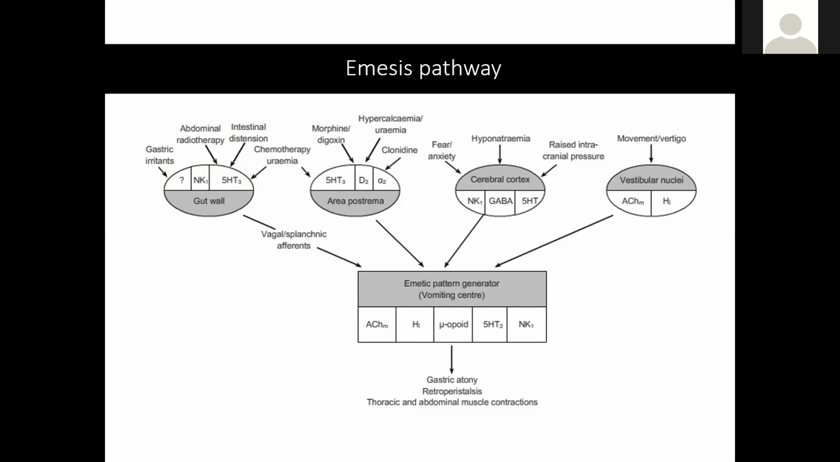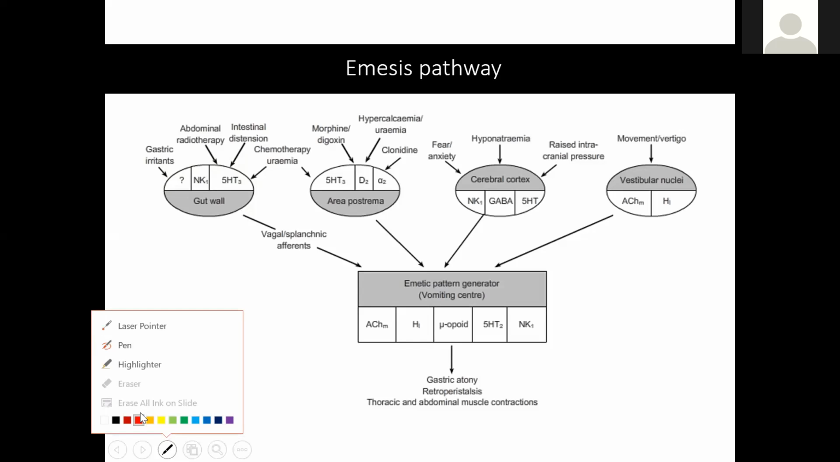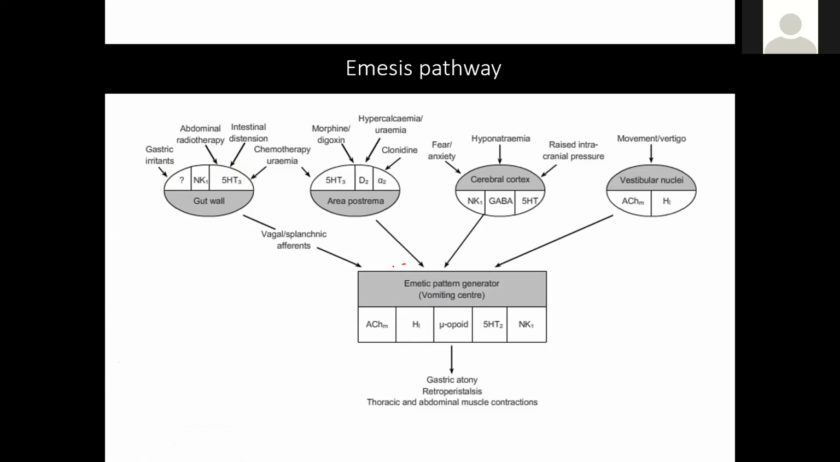This is a picture, just a compilation of all the centers and the receptors and some examples of how we can relate everything together. So first we start with the vomiting pattern generator, the vomiting center. So what happens in the vomiting center? You can see there is acetylcholine, histamine, opioid receptors, 5-HT2 and neurokinin. So if you want to block the vomiting center, you have to give the drugs which can block all these receptors, right? So that is how this picture makes sense.